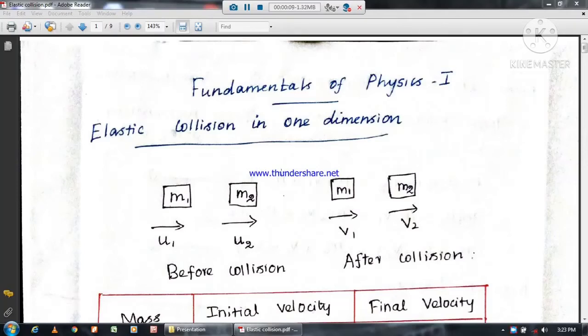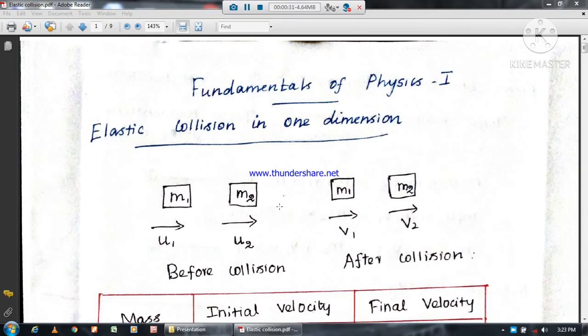Welcome to the course Fundamentals of Physics 1, and in this video I am going to talk about elastic collision in one dimension. Consider two elastic bodies of mass m1 and m2 moving in a straight line, that is along the positive x direction on a frictionless horizontal surface.